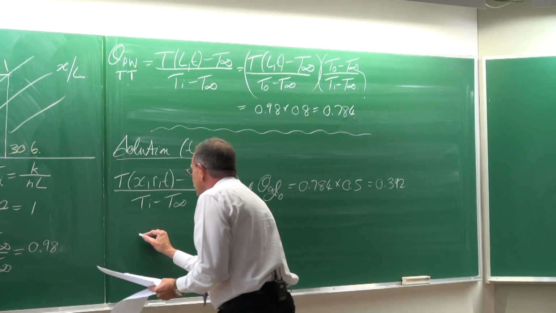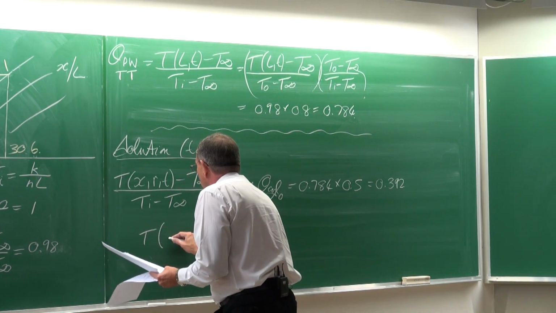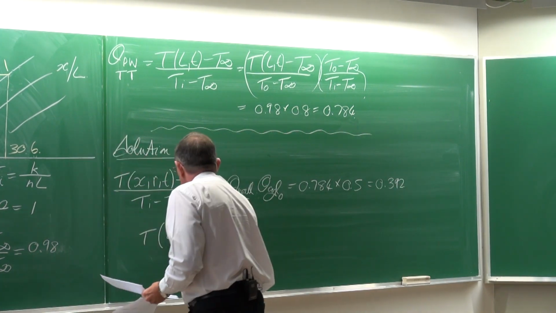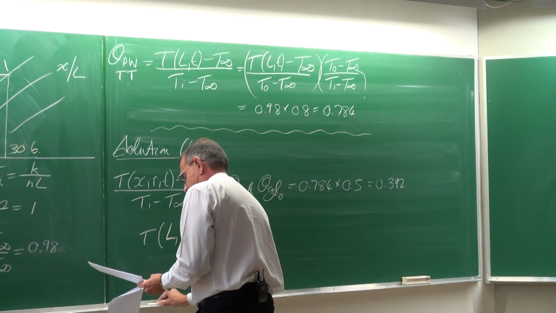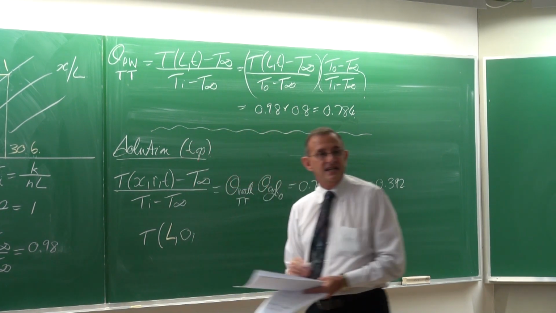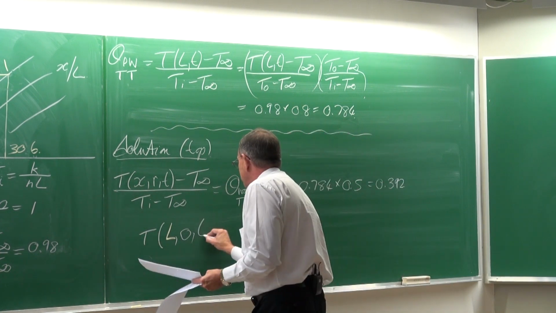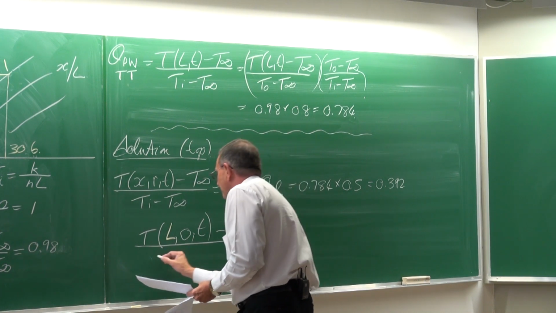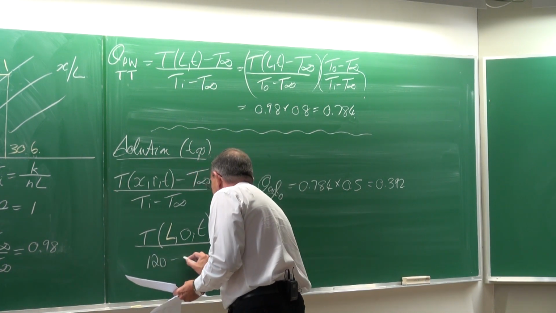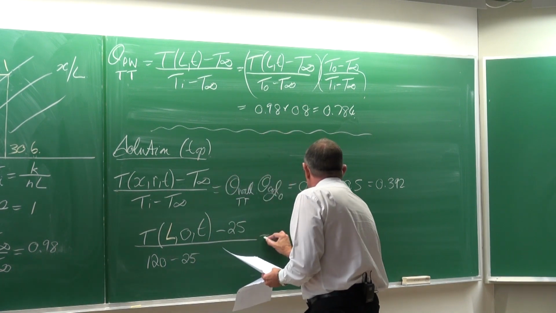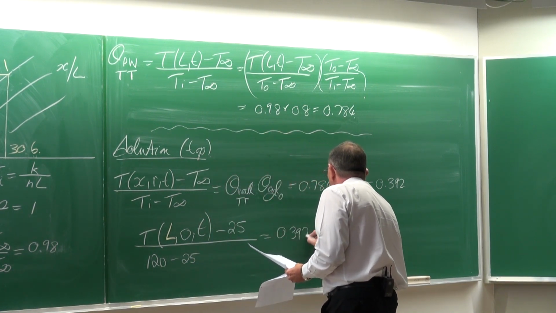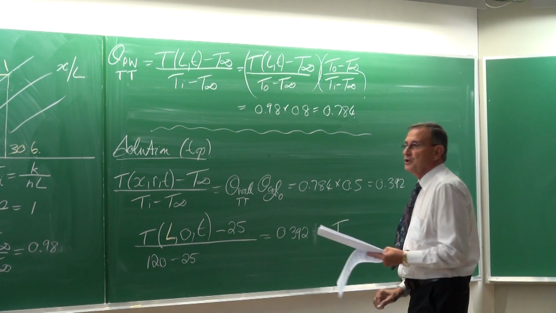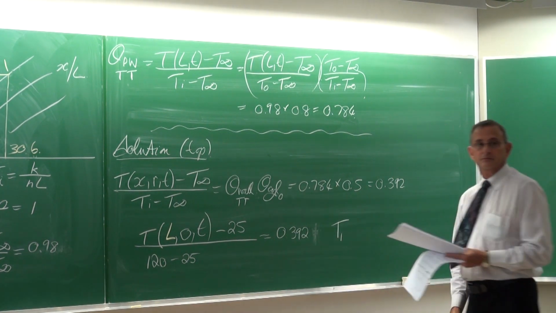Thus, the temperature where X is equal to L, R is equal to 0, it's on the center line. T is a function of temperature, minus 25, T infinite, the initial temperature 120 minus 25 is equal to 0.392, and from it we can solve the temperature at point 1.